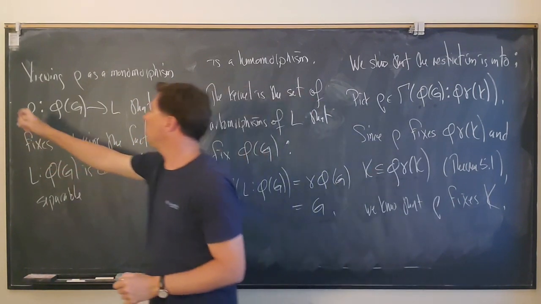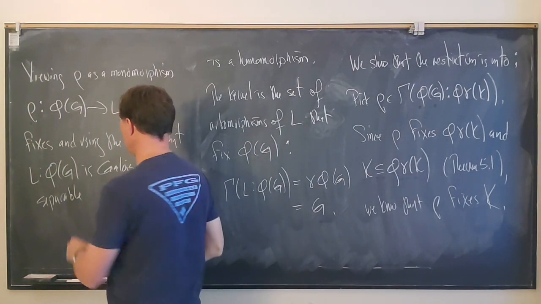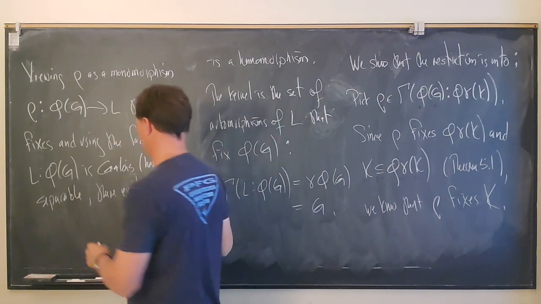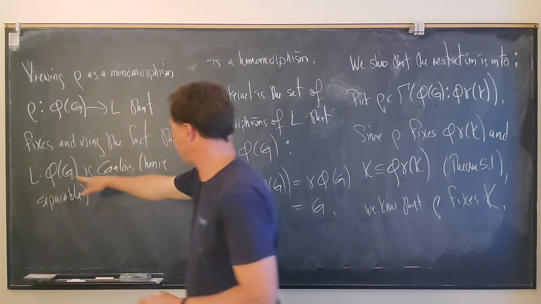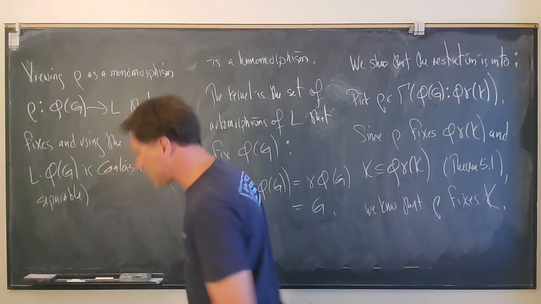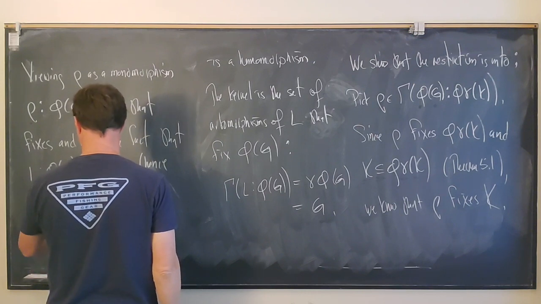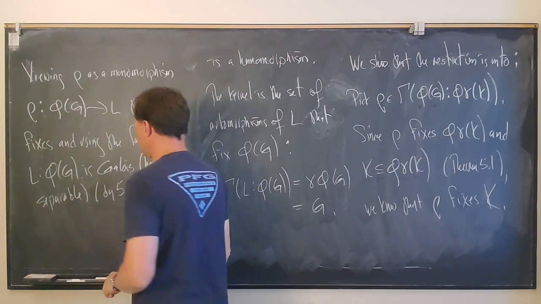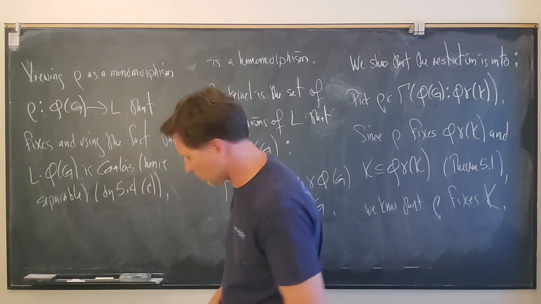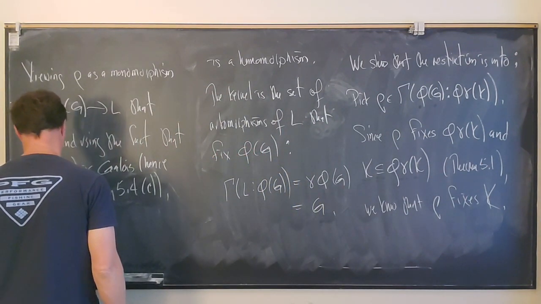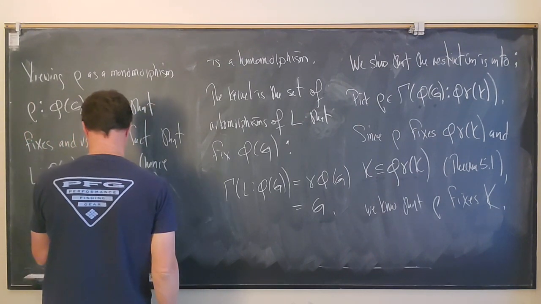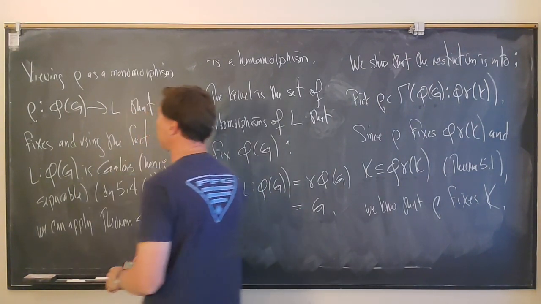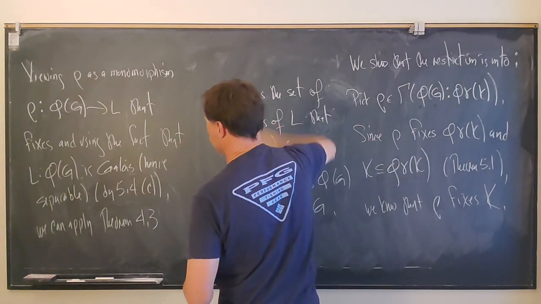Separable. What does that tell us then? We can extend rho to some mapping of L. Let me just keep all the pieces. So how do I know this one? This is by theorem 5.4c. We can apply, so now this will be theorem 4.3. So we can extend rho to an automorphism.